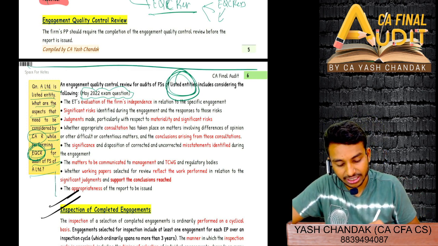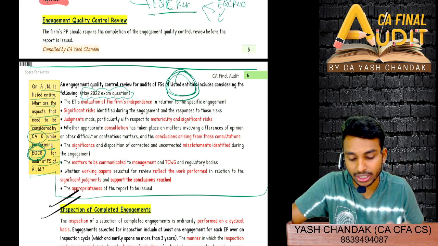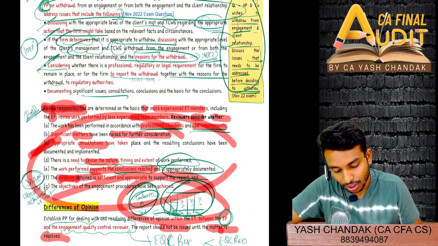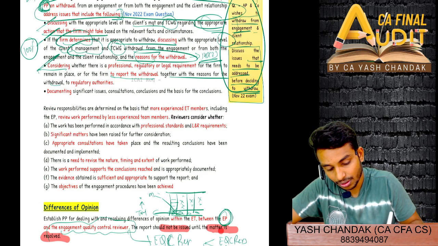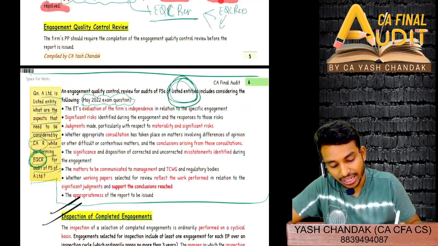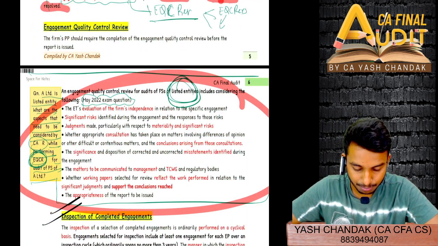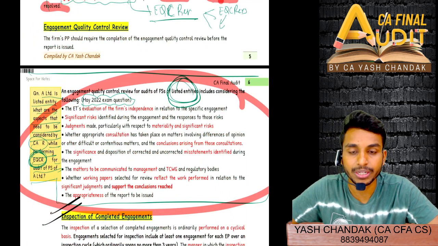So we'll just try to focus on this answer. Very important. For exam purposes, these two are very important. One is this, and the second one is this. Then we'll take a break. But let's just quickly complete this May 22 question.